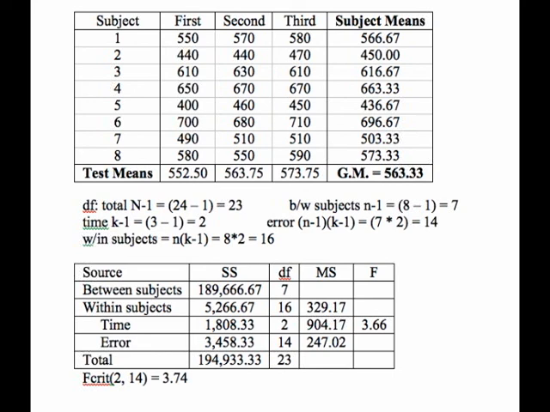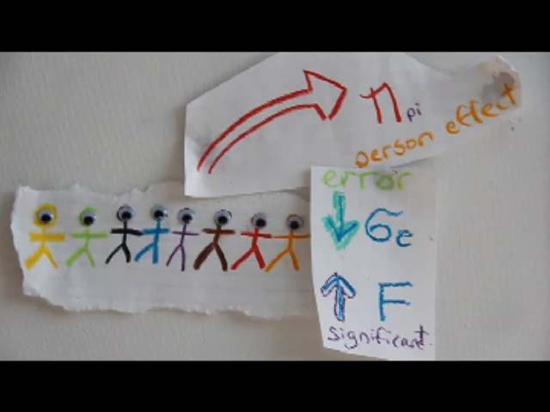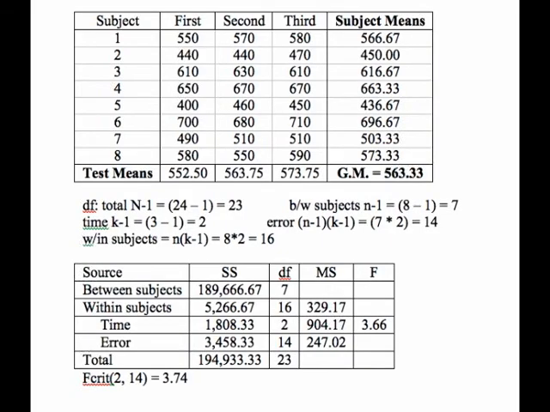Next, we calculated our mean squares, which were the same as they always are. So our within subjects mean square is 329.17, and that is the amount of error that we were able to take out or extract from our F, the denominator in our F, because we used the same people. That's our person effect. Next, we get our mean square for time treatment is 904.17.